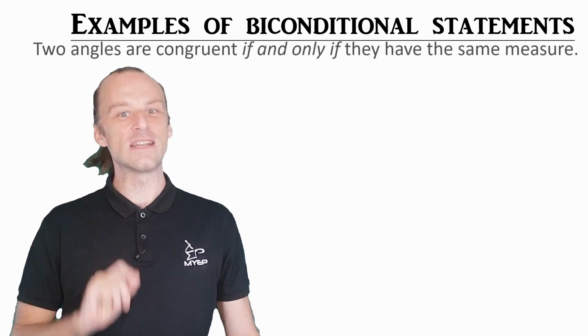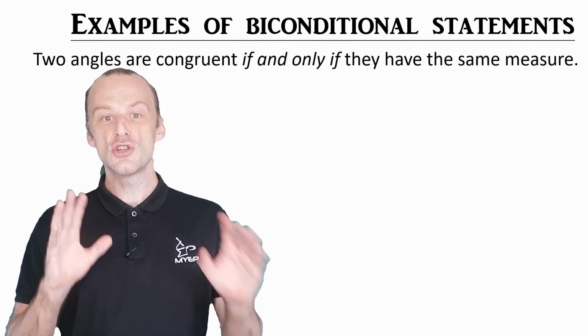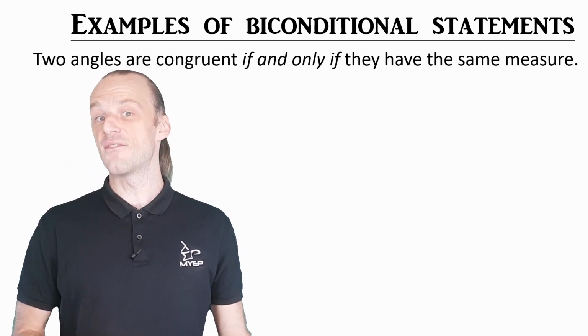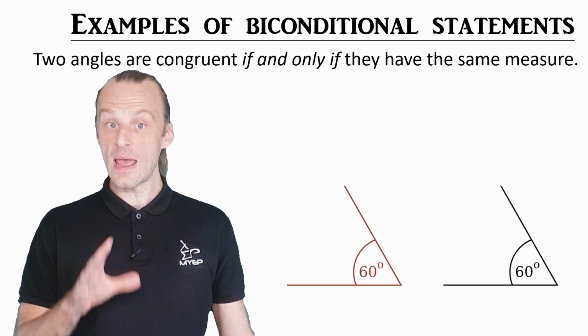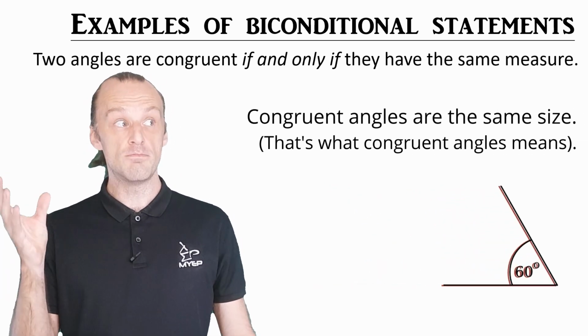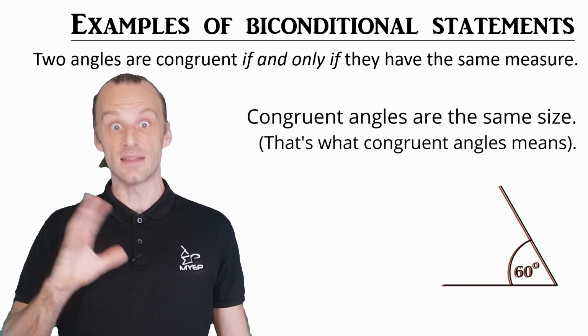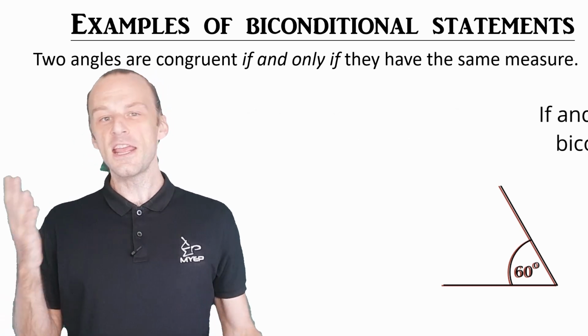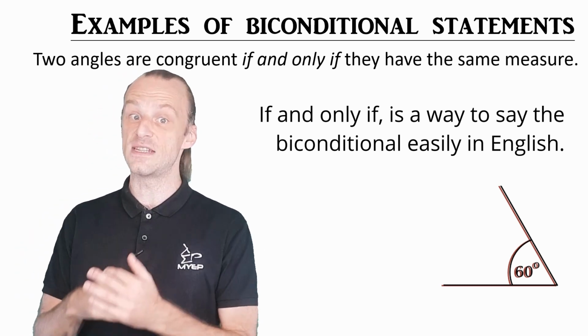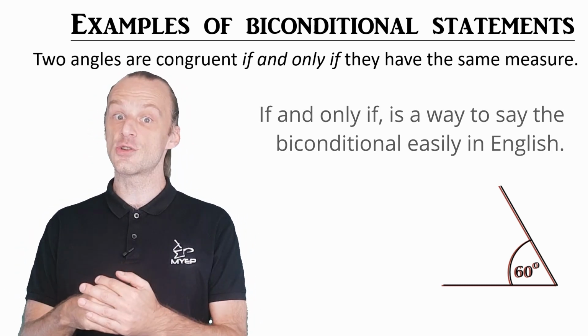Let's look at some more sensible examples though. Two angles are congruent if and only if they have the same measure. Two angles are the same size, so we will find them congruent, because congruent means being the same size. If and only if is the way that we say the biconditional in everyday English. And I also forgot to mention that the biconditional is written with a double-headed arrow, like you would expect for a two-way conditional.